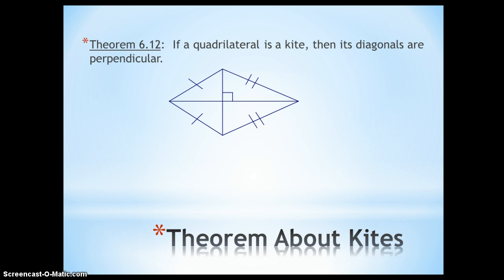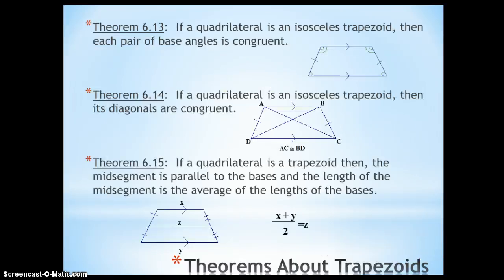Now we have a theorem about kites, and it says that if a quadrilateral is a kite, then its diagonals are perpendicular. It means its diagonals hit at a 90-degree angle. We have some theorems also about trapezoids. The first one says that if a quadrilateral is an isosceles trapezoid, meaning its legs are congruent, then each pair of base angles is also congruent.